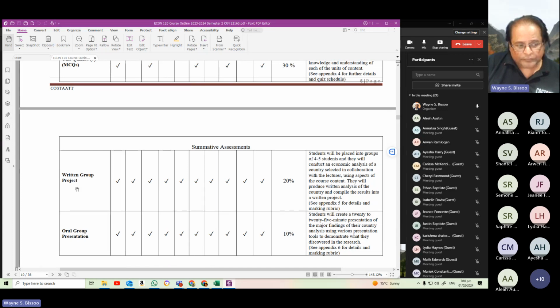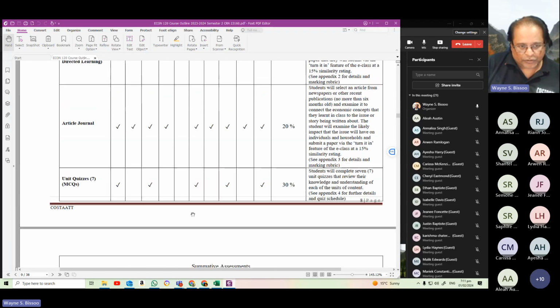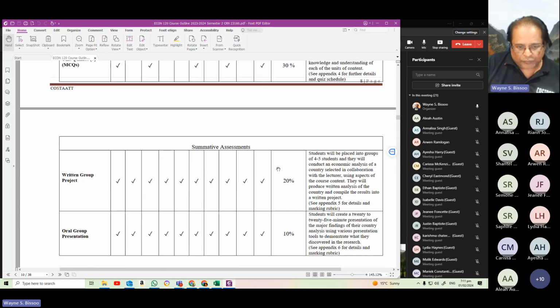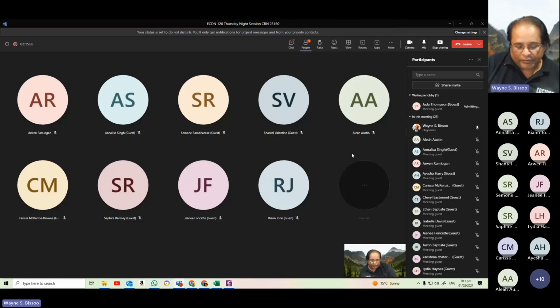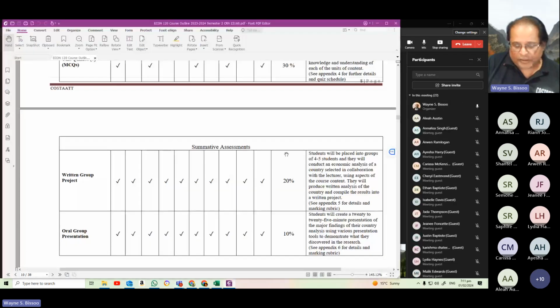So you'd realize that the written and oral group project itself covers all of the learning outcomes across the board. So it has, which is one of the reasons why it's weighted so heavily, because it measures your performance in all of those areas across the board.